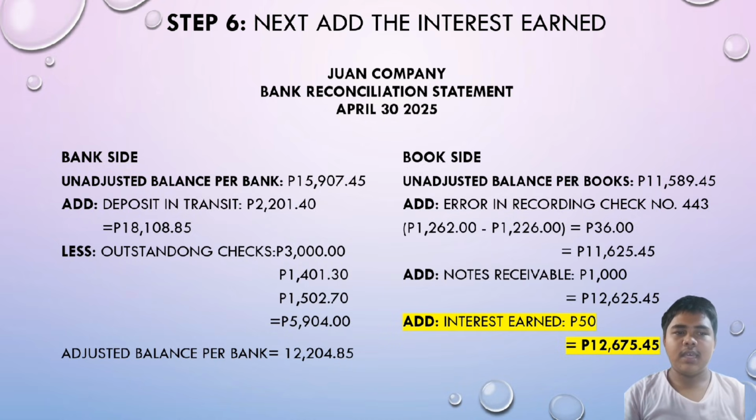Step 6. Next, add the interest earned. You already added the notes receivable, which is 12,625 pesos and 45 cents. Now you have your interest earned, which is 50 pesos. So 12,625 pesos and 45 cents plus 50 is equal to 12,675 pesos and 45 cents.